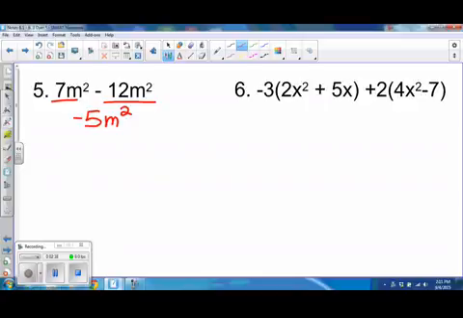The exponents only change when you're multiplying or dividing. Because when you multiply, you add them, and when you divide, you subtract them. So that's the only time they change. If you're adding and subtracting, the exponents don't change. Just combining like terms.